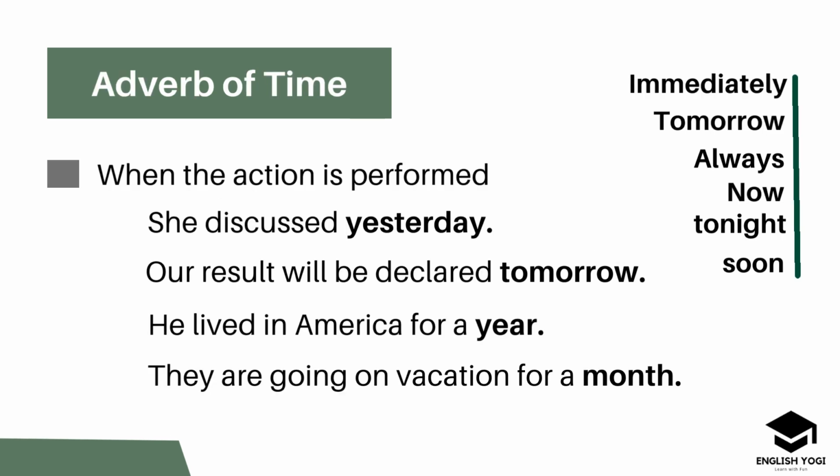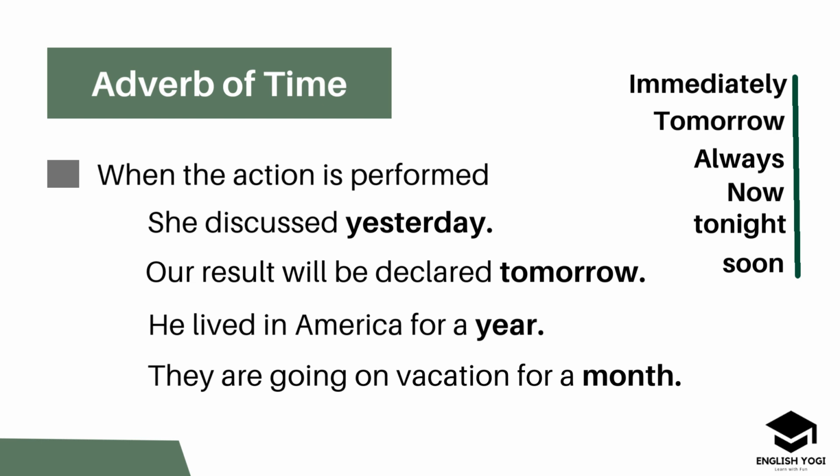The first type is adverb of time. So what is that adverb of time? It is used when it shows when the action is performed, at that time. For example, she discussed yesterday. So we can get the idea that the discussion happened yesterday. So that word yesterday is the adverb of time.